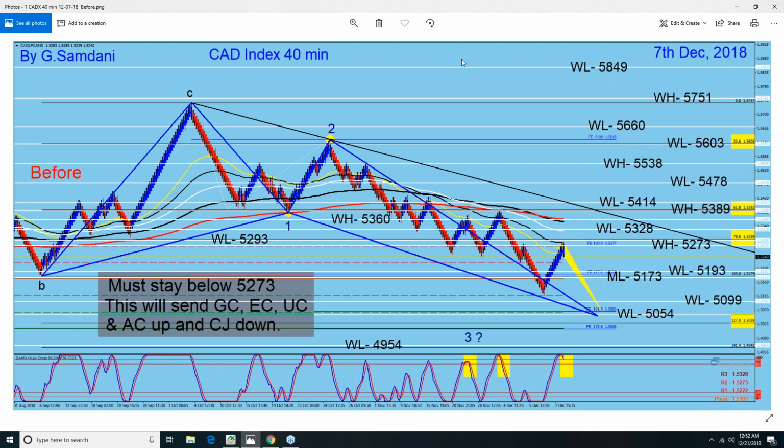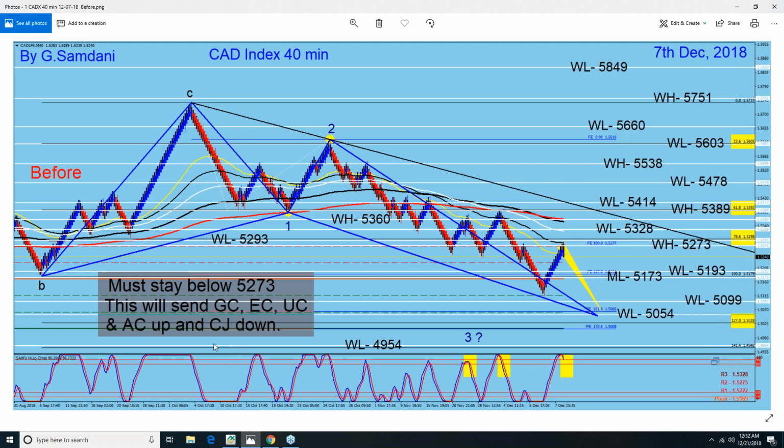This is the CAD index 40-minute chart I made on the 17th December and gave to my subscribers. This is the setup, like an Elliott wave and harmonic pattern together. How they work, it's like A, B, and then C. It's like 1, 2, 3. It will be followed by wave 4, wave 5, whatever. And you can also see it's a perfect calculation for a butterfly pattern.